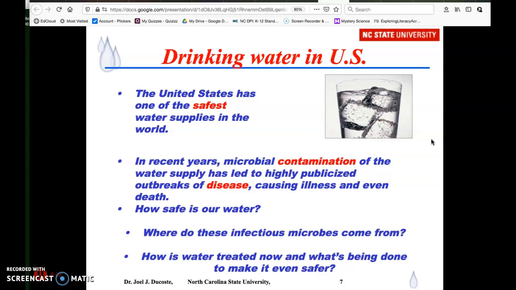Microbial contamination of the water supply has led to highly publicized outbreaks of disease causing illness and even death. So how safe is our water is one of the questions that we'll answer today. Where did these infectious microbes come from, and how is the water treated now, and what's being done to make it even safer? So we've started actually disinfecting our water, and we'll learn about that with our UV radiation. But microbes can come in through the ground, soil, maybe pollution, especially if we're talking like manure or sewer gets into our water supply. That would generally lead to lots of microbes.